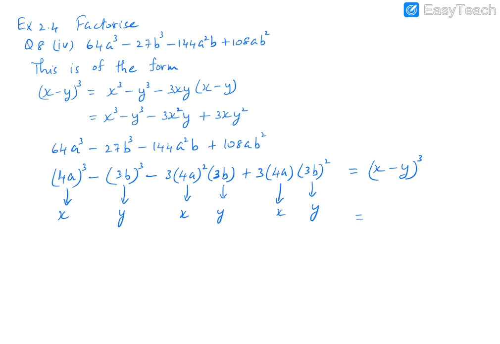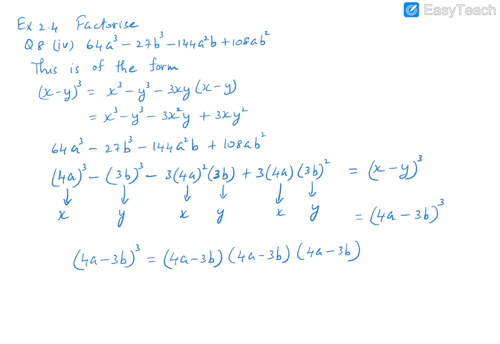And what is x in this case? X is 4a and y is 3b. So we have 4a minus 3b the whole cube, and 4a minus 3b the whole cube is 4a minus 3b multiplying 3 times. So it's 4a minus 3b into 4a minus 3b into 4a minus 3b. Okay, so these are the factors of the given algebraic expression.